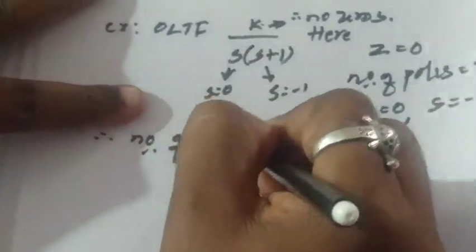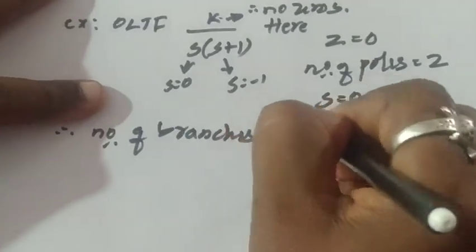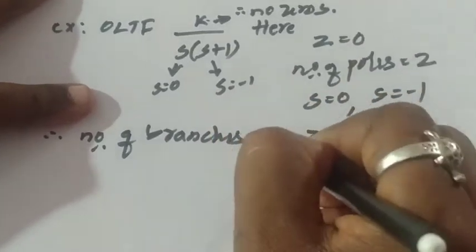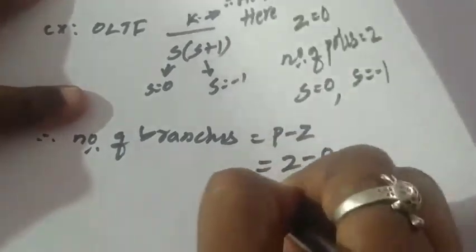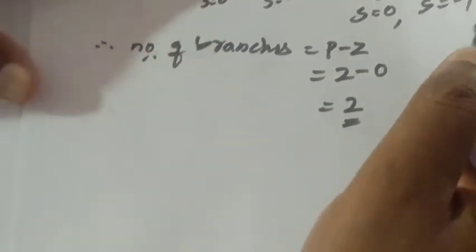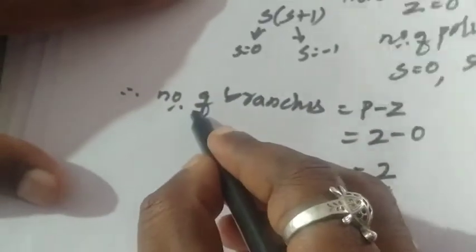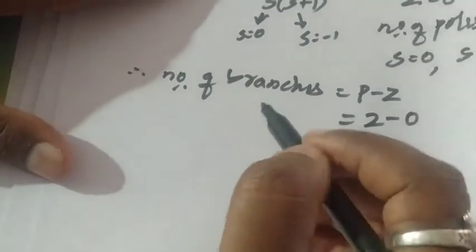Therefore, the number of branches is P minus Z, which is 2 minus 0, so only 2 branches in the root locus you are having. So now if you want to calculate the number of branches in the root locus, you have to follow one condition.